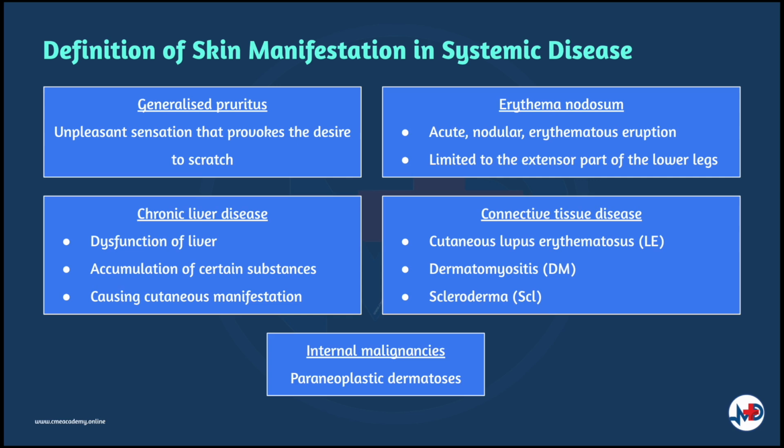Connective tissue diseases such as cutaneous lupus erythematosus, dermatomyositis, and scleroderma have significant cutaneous manifestations that may exhibit widespread systemic dysfunction. Skin is often the presenting sign, although connective tissue diseases involve multiple systems.